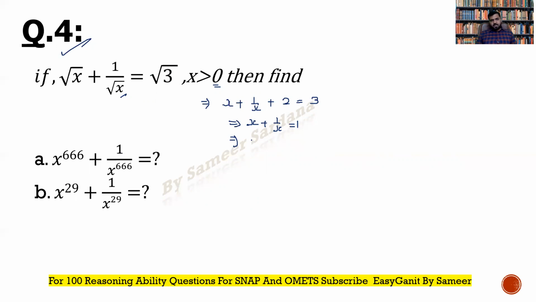Or what you can do is, yes. Now, let's say cube on both sides. a cube plus b cube plus 3 times of ab into a plus b is equal to 1. So we'll get x power 3 plus 1 upon x power 3 plus 3 times x plus 1 upon x, which is 1. So plus 3 will be equal to 1. So we get to know here that x power 3 plus 1 upon x power 3 will be equal to 1 minus 3, that is equal to minus 2.